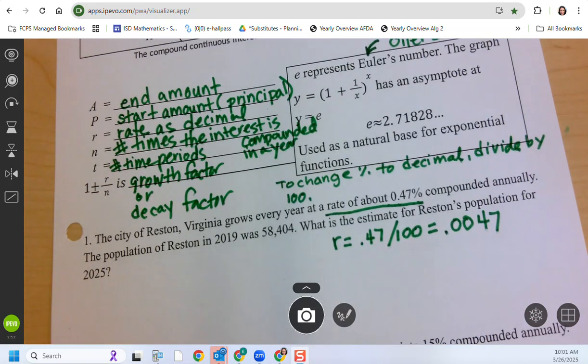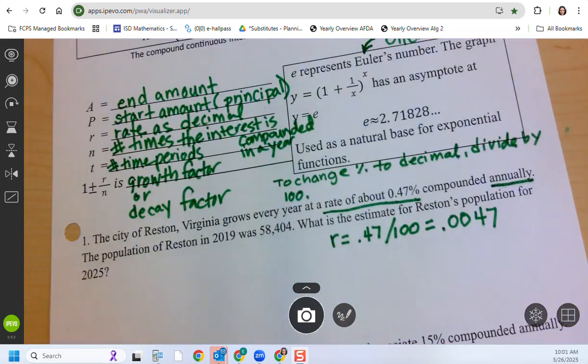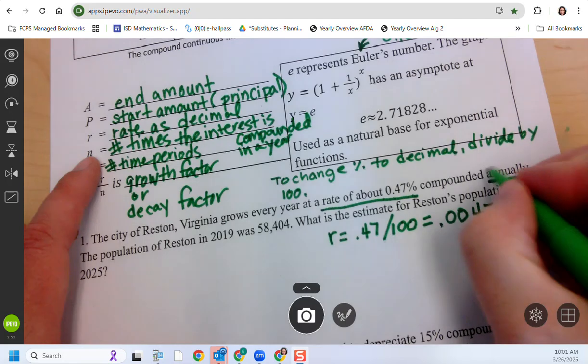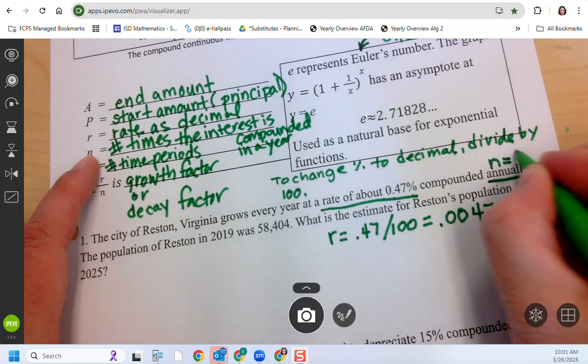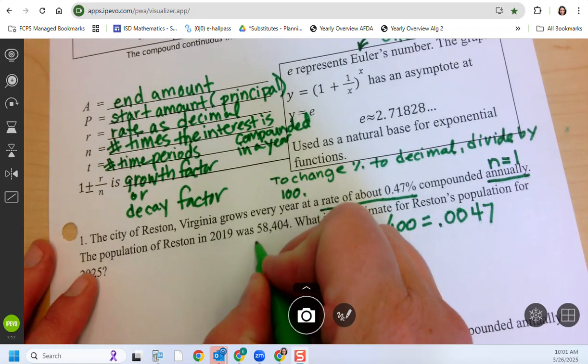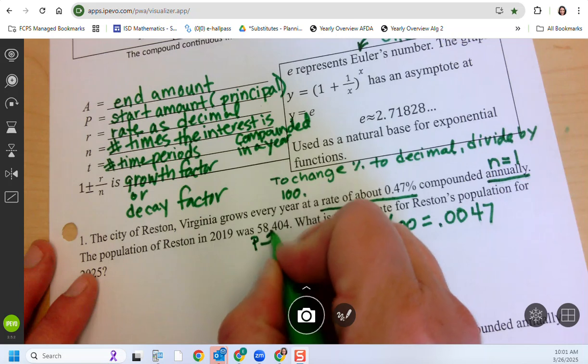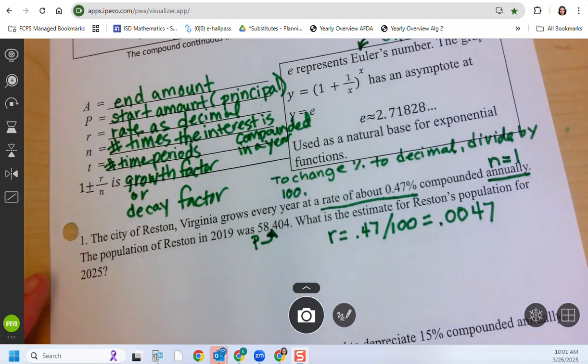The population in 2019 was 58,404. That's your starting population. So that would be your P. And we're trying to find the population in 2025. So we're going to take the formula. Does it say that it's compounded continuously anywhere? Do you guys see the word continuous? No. So unless you see the word continuous, you are going to use the first formula. So we're going to write the first formula down.